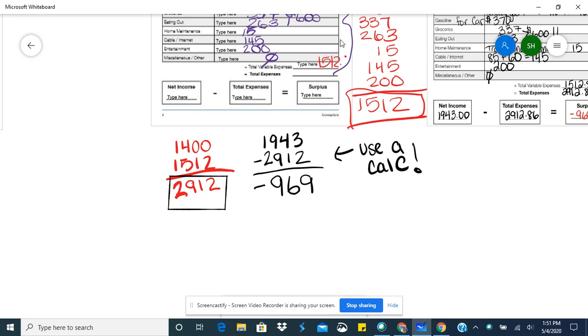Yep, $969 over. That is my surplus, or in my case, my big old negative. I am in the hole, $969. That means in this year, I have spent over, or in this month, I have spent over $900 beyond my means.